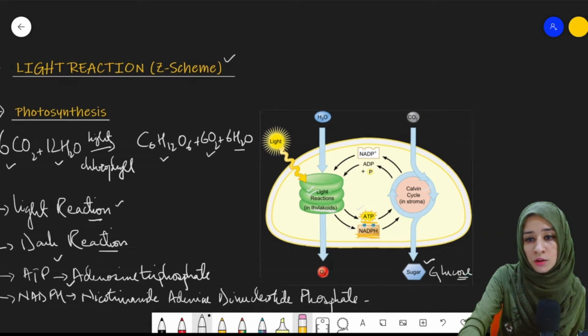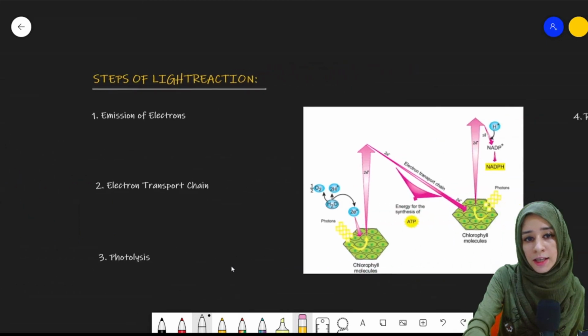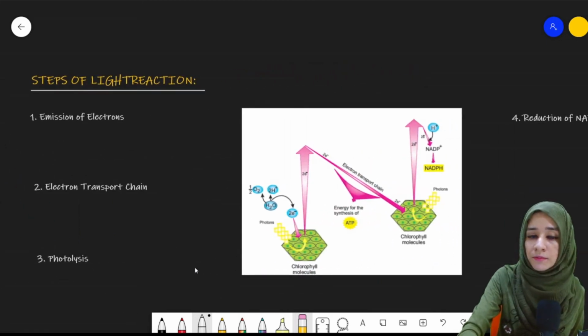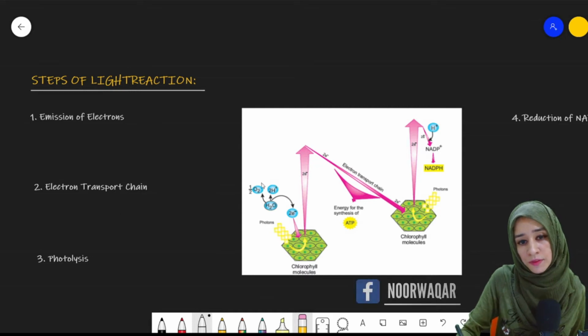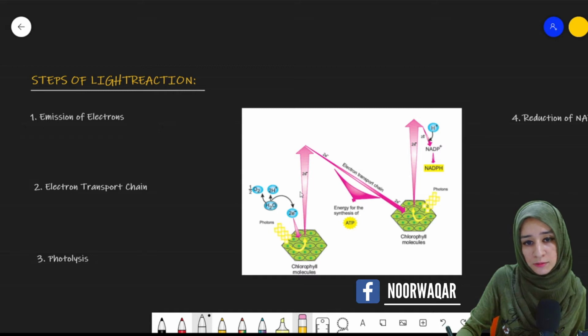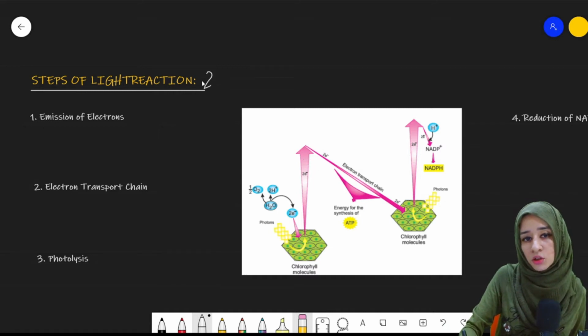Now, we will see what exactly is a light reaction in detail. These are the steps of the light reaction. You can see from the diagram, if I rotate this diagram, it results in the formation of a Z. That is the reason it is also known as the Z-scheme.